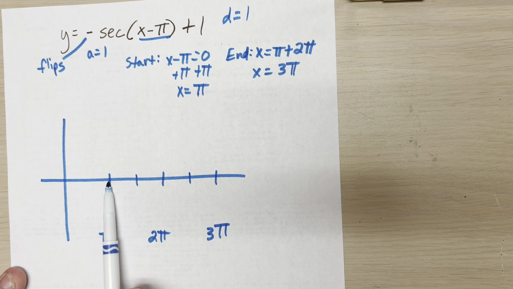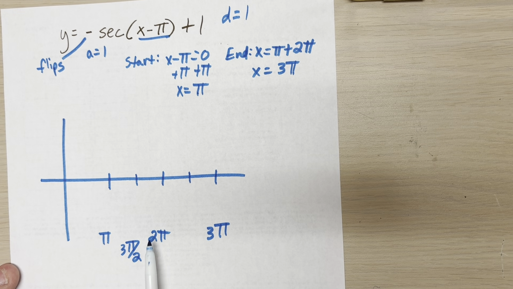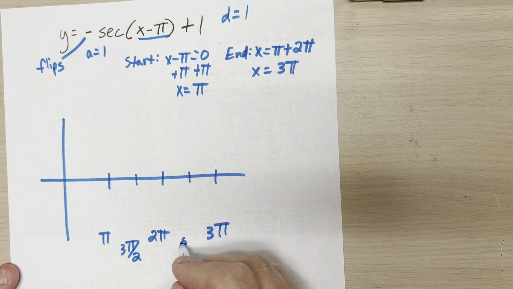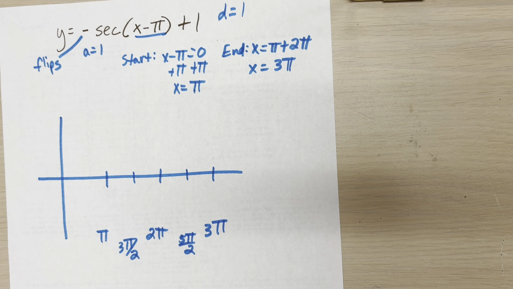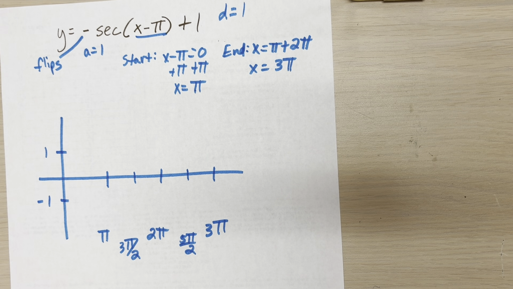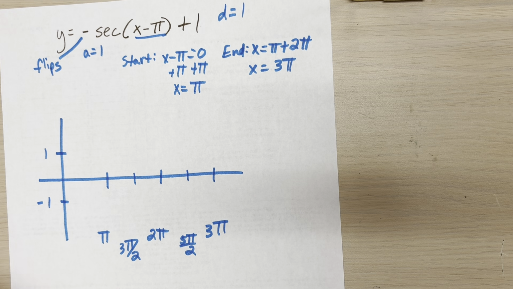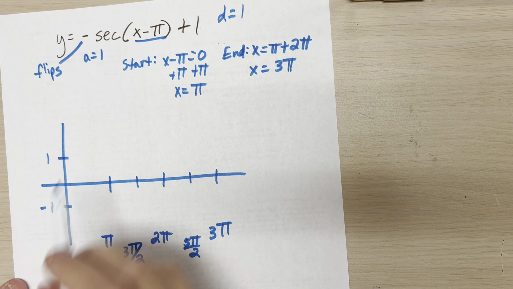So we know that halfway between 1 and 2 pi is going to be 1.5, or 3 pi over 2. Halfway between 2 and 3 is 2.5, or 5 pi over 2. I know that some of you absolutely love fractions, so enjoy that. All right, here's 1. Here's -1. So secant, we're going to start with a cosine sketched in. Oh, I almost forgot. We've got a vertical shift up of 1. Holy cow, that could have been a disaster.